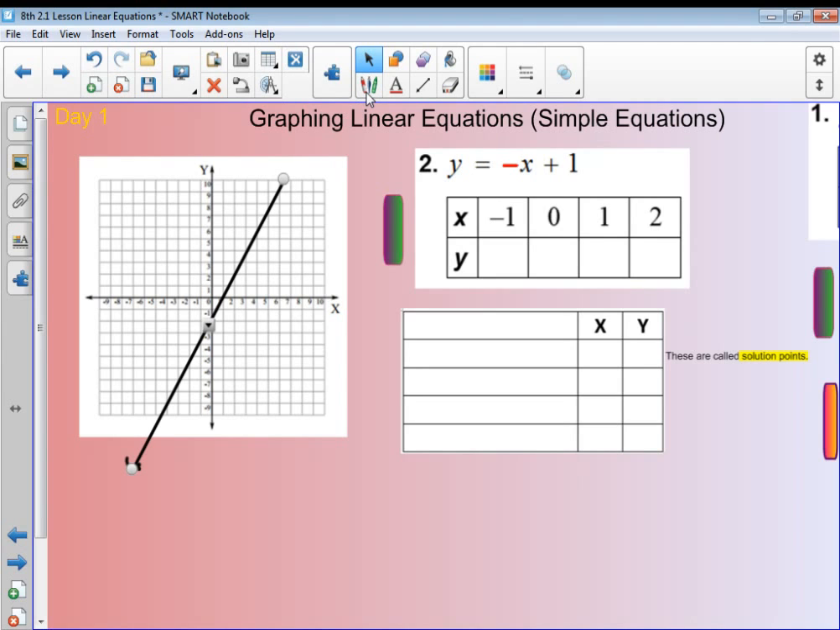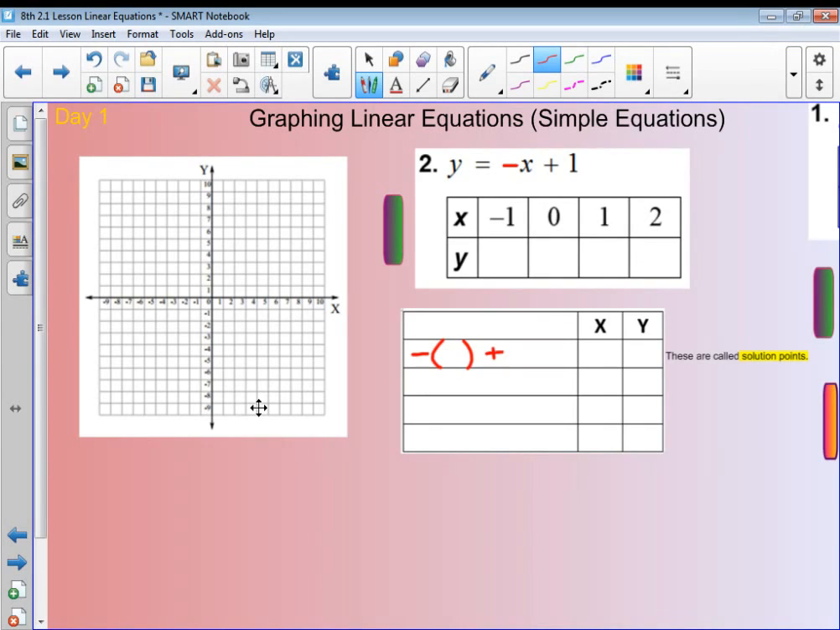I'm just going to delete this. So for my next one, I'm going to write my equation. I'm going to put a parenthesis where my x's are. And notice that negative is in the equation right there, so I have to make sure that I write that every time. The x's they want me to use are these four: negative 1, 0, 1, and 2.